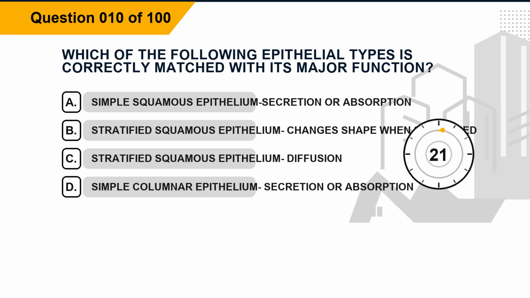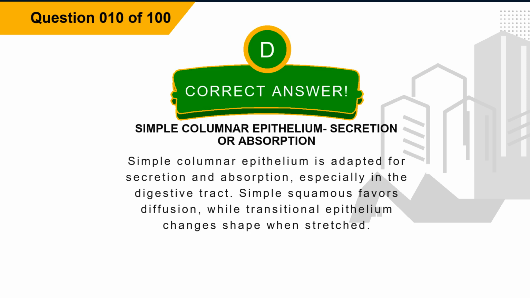Question 10. Which of the following epithelial types is correctly matched with its major function? Option A, simple squamous epithelium, secretion or absorption. Option B, stratified squamous epithelium, changes shape when stretched. Option C, stratified squamous epithelium, diffusion. Option D, simple columnar epithelium, secretion or absorption. The correct answer is option D, simple columnar epithelium, secretion or absorption. Explanation. Simple columnar epithelium is adapted for secretion and absorption, especially in the digestive tract. Simple squamous favors diffusion, while transitional epithelium changes shape when stretched.